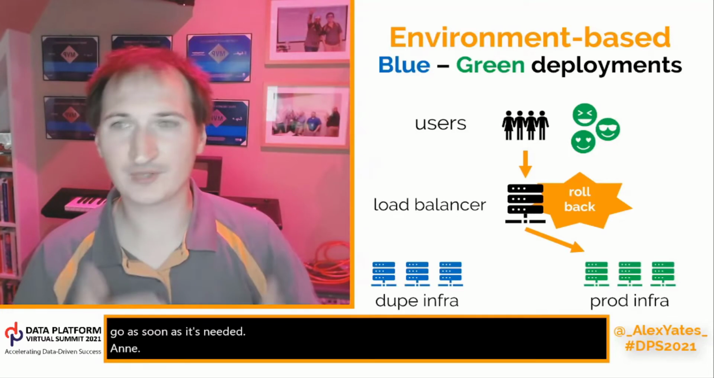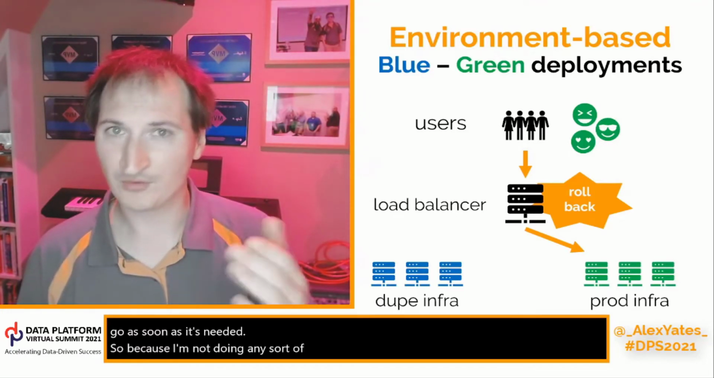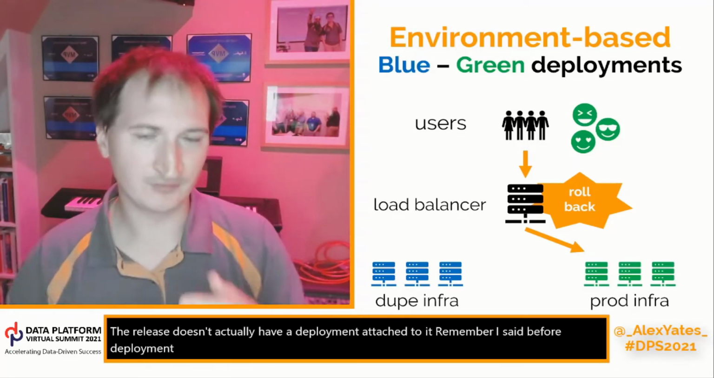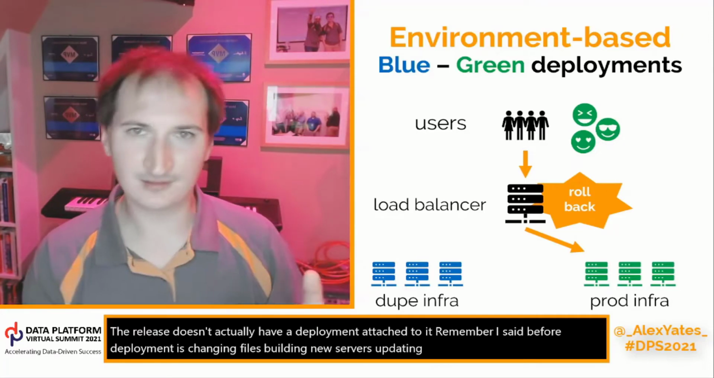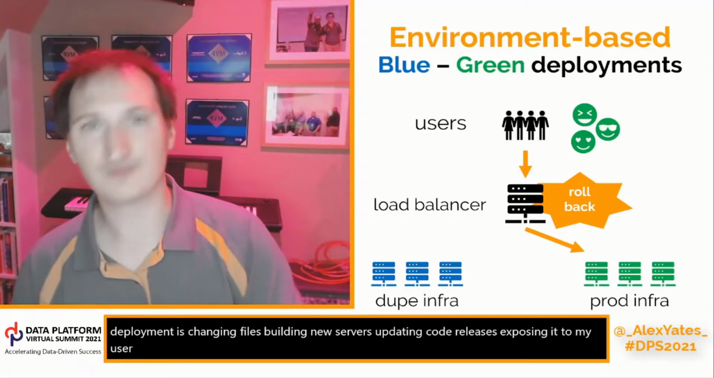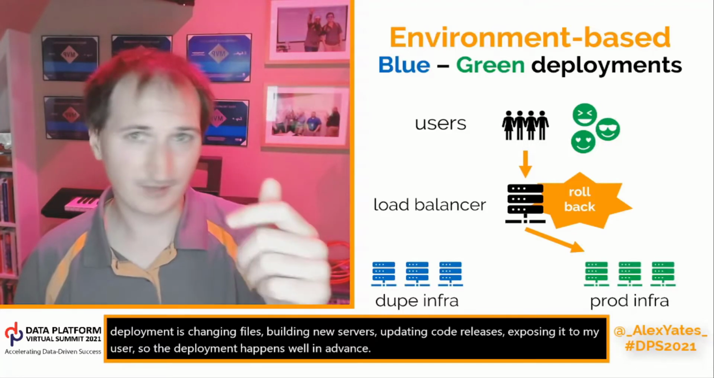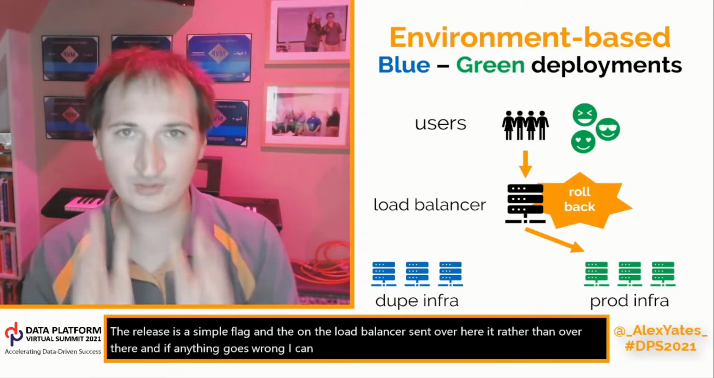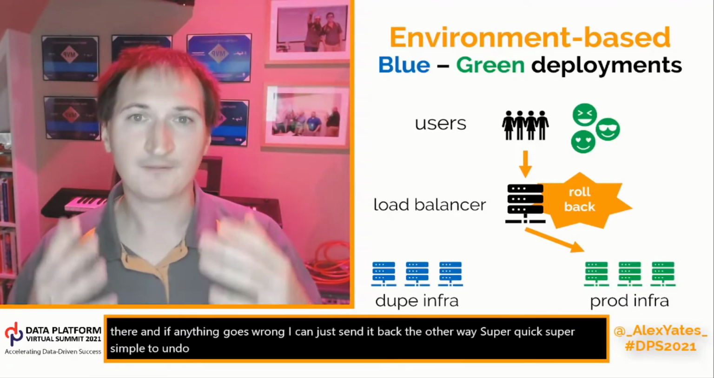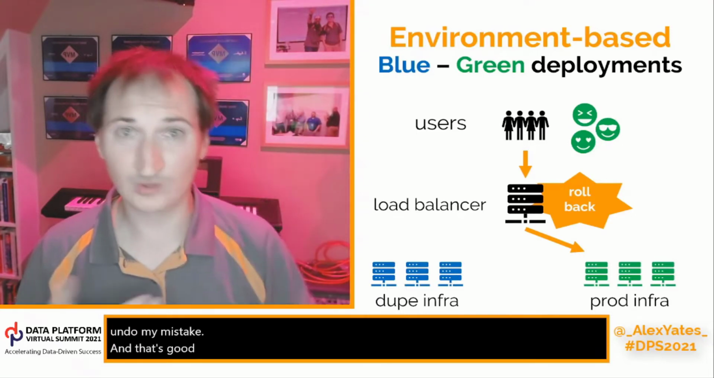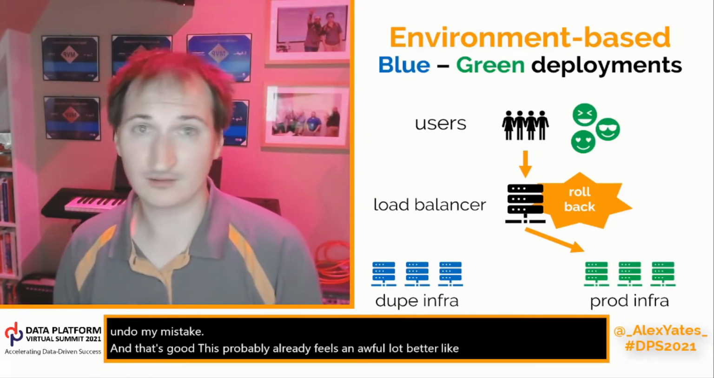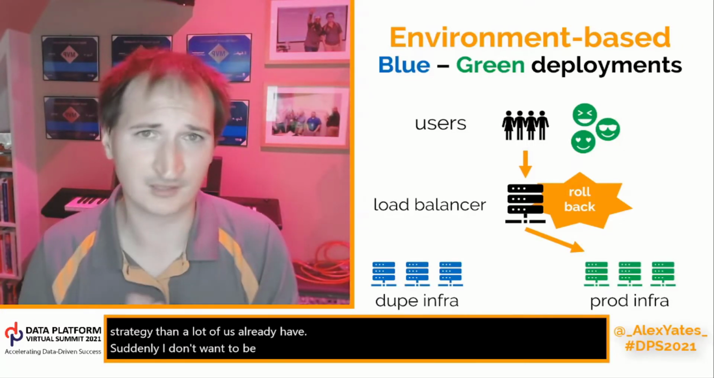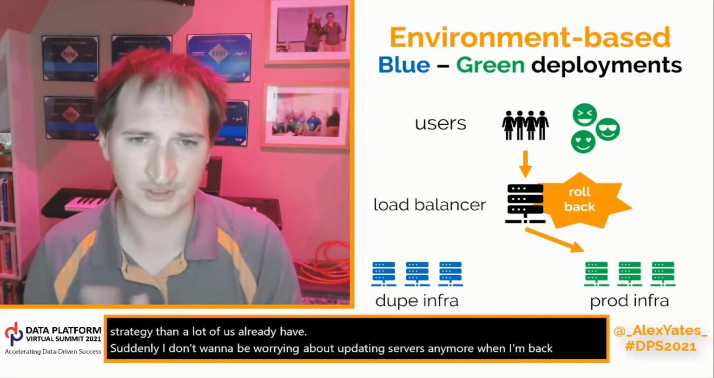So because I'm not doing any sort of in situ upgrade, the release doesn't actually have a deployment attached to it. Remember what I said before, deployment is changing files, building new servers, updating code. Release is exposing it to my users. So the deployment happens well in advance. The release is a simple flag in the load balancer, send it over here rather than over there. And if anything goes wrong, I can just send it back the other way. Super quick, super simple to undo my mistake. And that's good. This probably already feels an awful lot better, like a much easier rollback strategy than a lot of us already have. Certainly, I don't want to be worrying about updating servers anymore when I want to roll back. I just want to be able to point back at the old version.